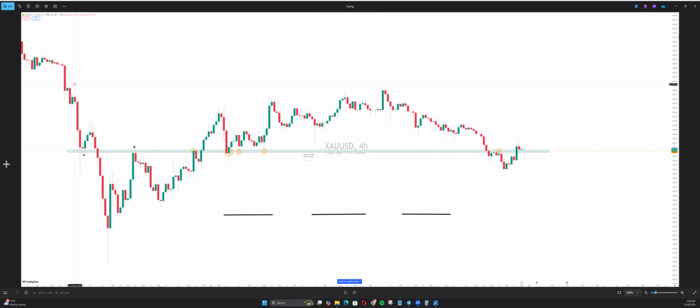You could take a picture of it before. I just took it out, but you could take a picture of it. Let me put it back. So you could take a picture of this. This is how to draw your support and resistance.